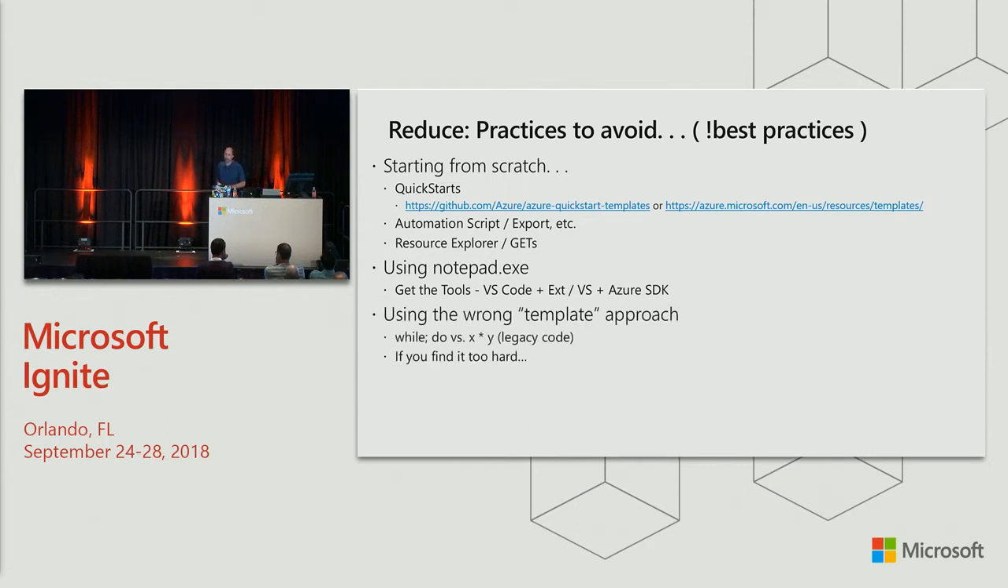The next one is using the wrong template approach, and this kind of goes back to that legacy code comment. The analogy I give is if you want to multiply two numbers, you could do that in a loop, and you could add those numbers up, and you essentially have the product of the two factors. Or you could just type x times y, and one is much simpler to do than the other. Go back a year ago, you had to do things in a loop in the ARM templates. Now you have the ability to do x times y, so look for those functions.